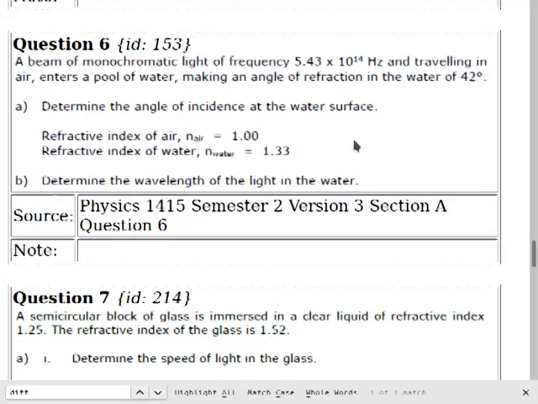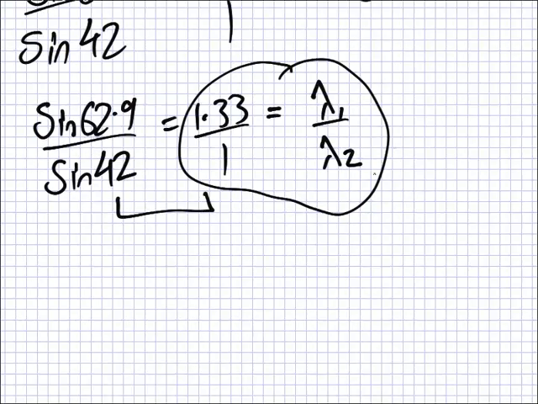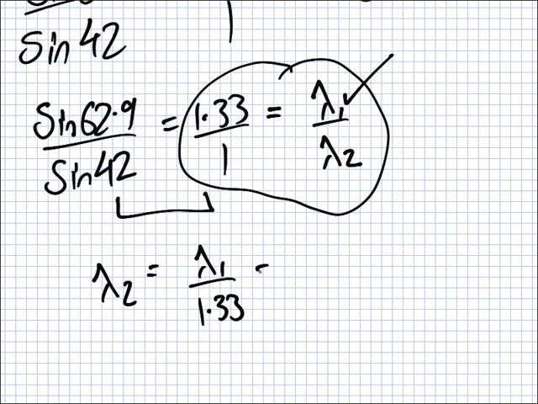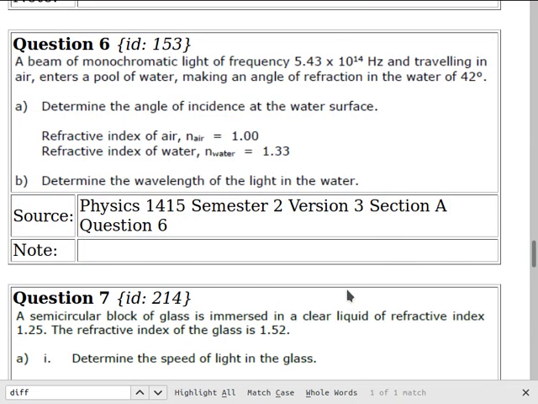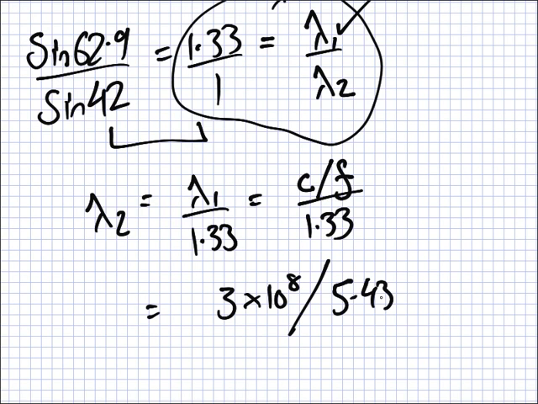We want it in the water, so V over F. We can say lambda 2 equals lambda 1 over 1.33. V over F, so C over F over 1.33. So that's 3 times 10 to the 8 over 5.43 times 10 to the 14, all over 1.33.